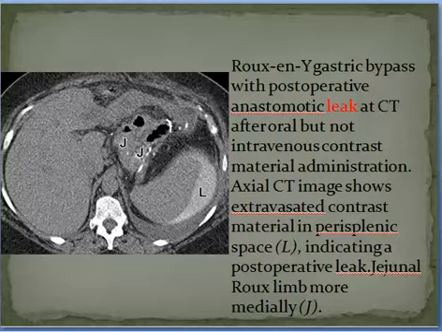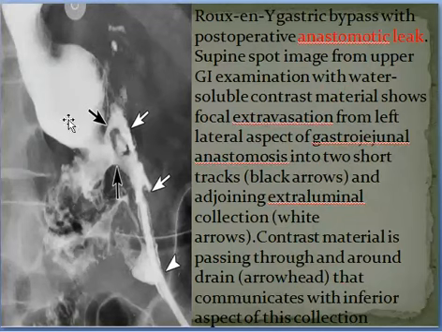To understand this image again: pouch, jejunum, anastomosis, leakage, collecting in a space, and then drained by this tube with another collection here.